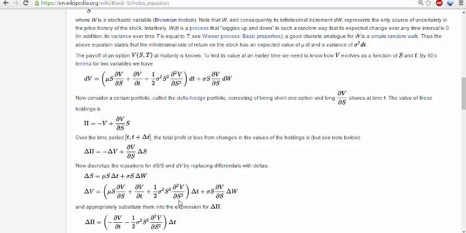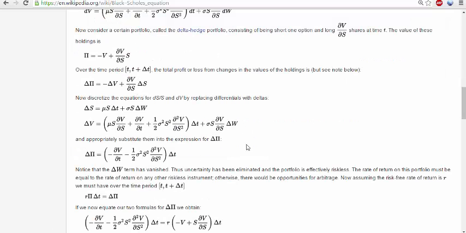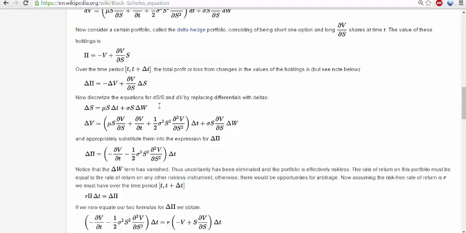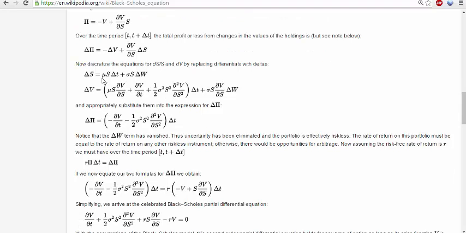He says that first we start with considering a certain portfolio called the delta hedged portfolio, and we say that it's consisting of one short position in V and dV/dS of the stock, and the value of this holding, with this new symbol, is equal to minus V plus dV/dS times S. Now over a short period of time the profit would change, and it would be this delta Π equation, with dV/dS. Now we have this equation of a stock price that keeps on moving up, and it has mu S dt plus sigma S dW. Then we have delta V is equal to this long equation.